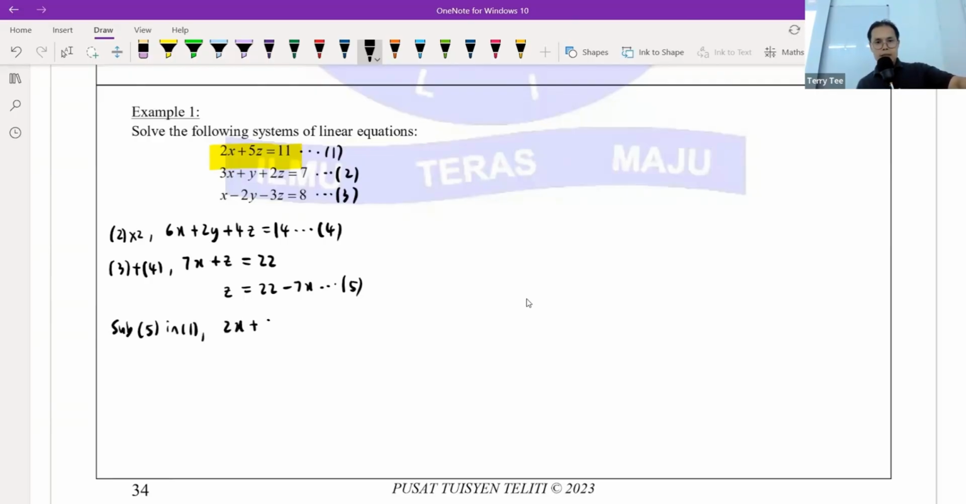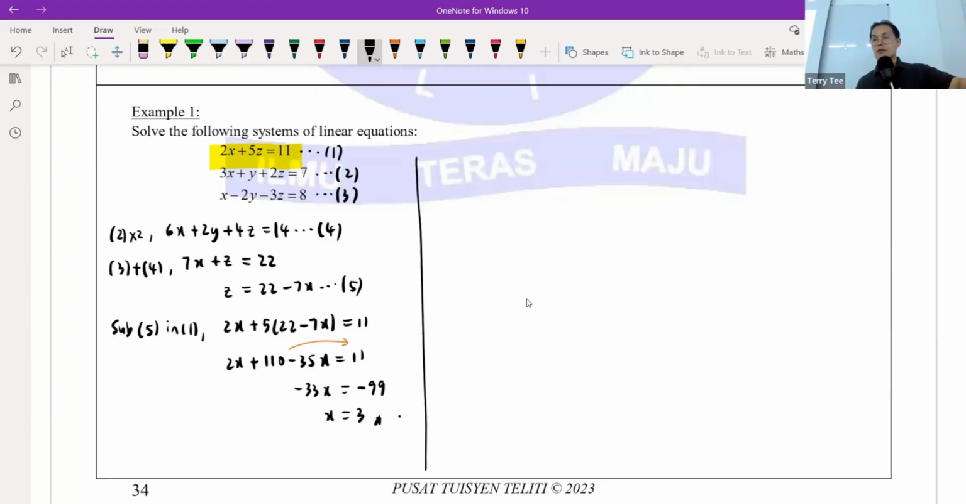So 2x plus 5 times z, where z is 22 minus 7x, equals 11. 2x plus 110 minus 35x equals 11. This is negative 33x. 2 minus 35 is negative 33, and 110. When you bring it to the right hand side, this is 11 minus 110, negative 99. 99 divided by 33, x is 3.